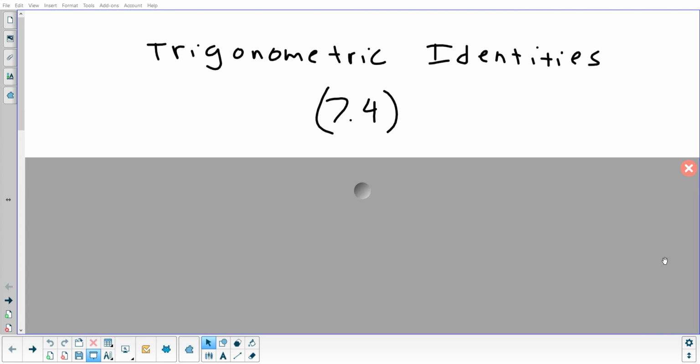So, last section we're going to look at this week is 7.4. And this section is on what we call trig identities. We're going to work with trig identities in 7.4, 7.5, and then in 7.6. So we'll spend the next 2 or 3 lessons on this.